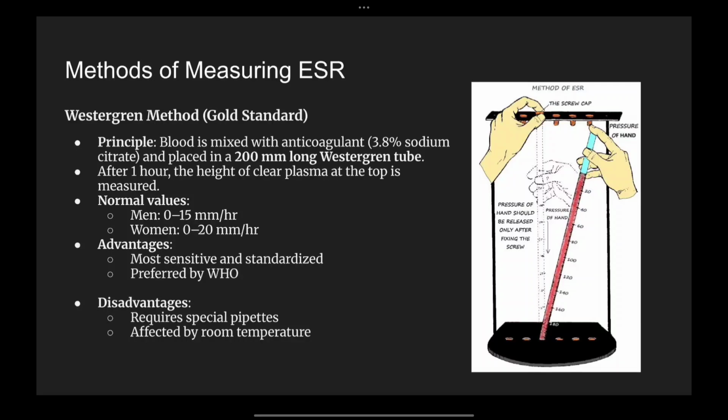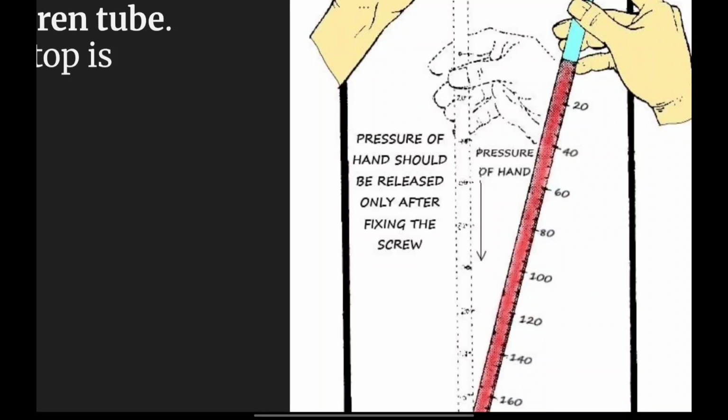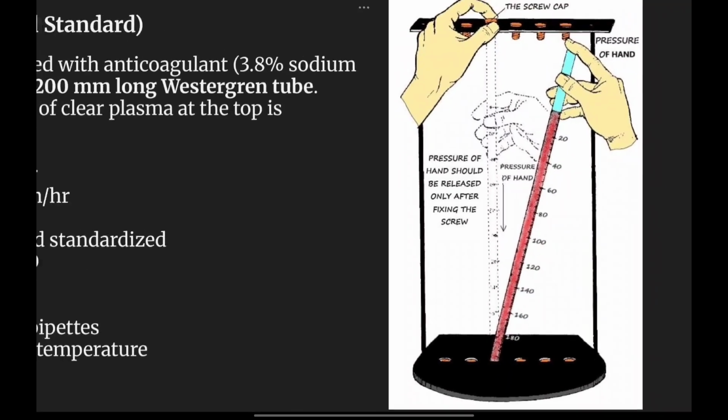Now, the first method, as I told, Westergren method, it is a gold standard method. It is used worldwide. So what is the principle of the ESR? Under Westergren method, here blood is mixed with an anticoagulant. The anticoagulant that is used is 3.8% sodium citrate, and it is placed in a 200 mm long Westergren tube. So you can see this tube, right? The tube that the person is holding, that is called Westergren tube.